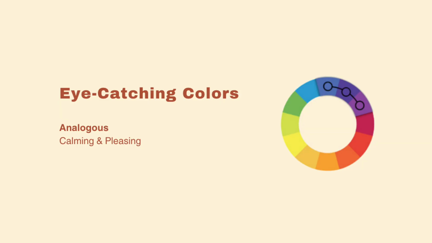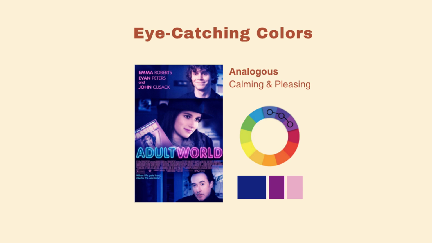If you don't like this combination, you can also consider the analogous color harmony, which is also very pleasant to look at since it gives off a very calming vibe. This harmony is achieved when you use colors that are beside each other on the color wheel. If you want to find colors that suit these harmonies, go to Canva's color wheel. I'll put a link in the description, so go check that out.